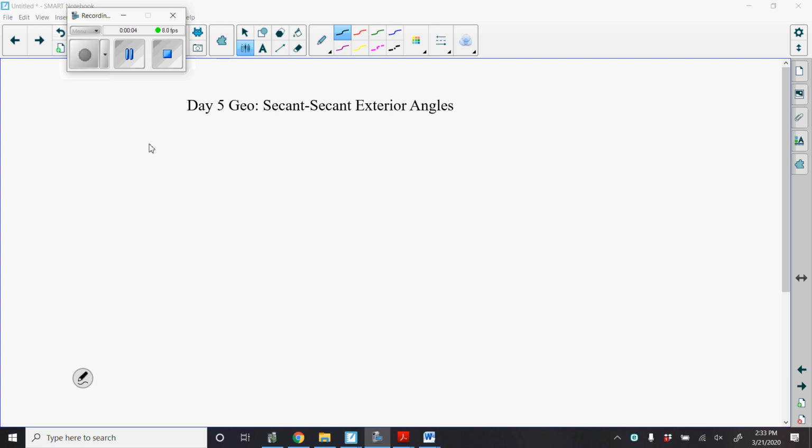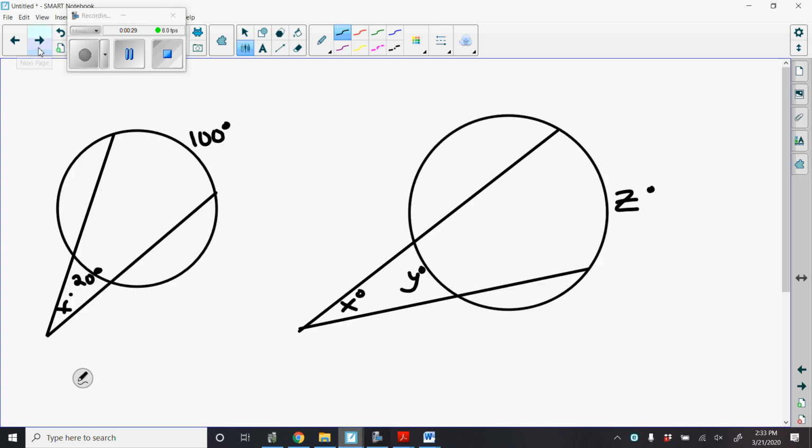Welcome to day 5, secant secant exterior angles. So yesterday we looked at secant secant interior. Now we're looking at secant secant exterior. So once again, we have those lines that touch the circle twice, but this time they're not intersecting inside of the circle, they're intersecting outside of the circle. We want to figure out how that angle relates to the bends, just like yesterday, but now we're working with exterior angles.